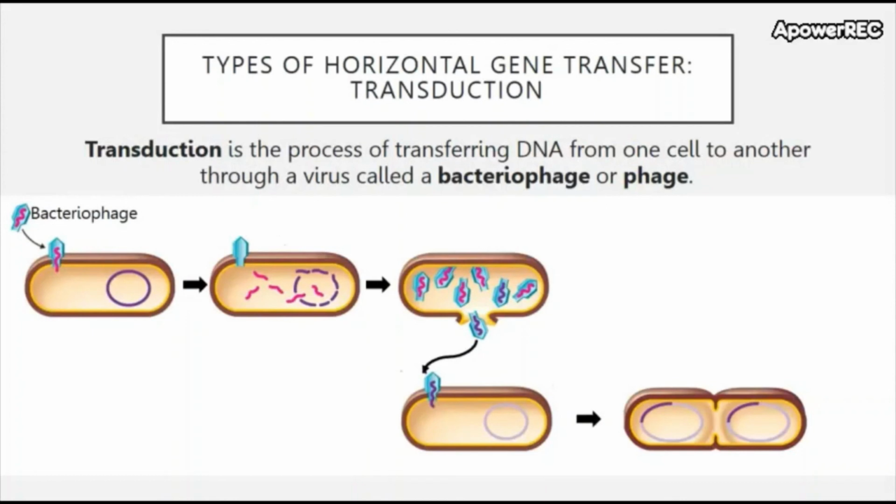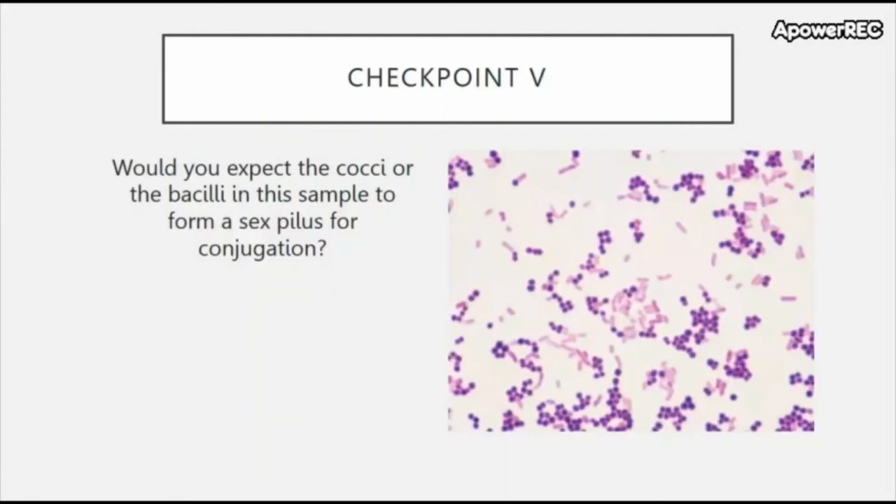Okay, so we've discussed the three different types of horizontal gene transfer: conjugation, transformation, and transduction. And we want to go back and focus on conjugation a little bit. From what you've learned, you should be able to answer this checkpoint 5. Would you expect the cocci or bacilli in this sample to form a sex pilus for conjugation? I'll give you a little hint, this is a Gram stain.